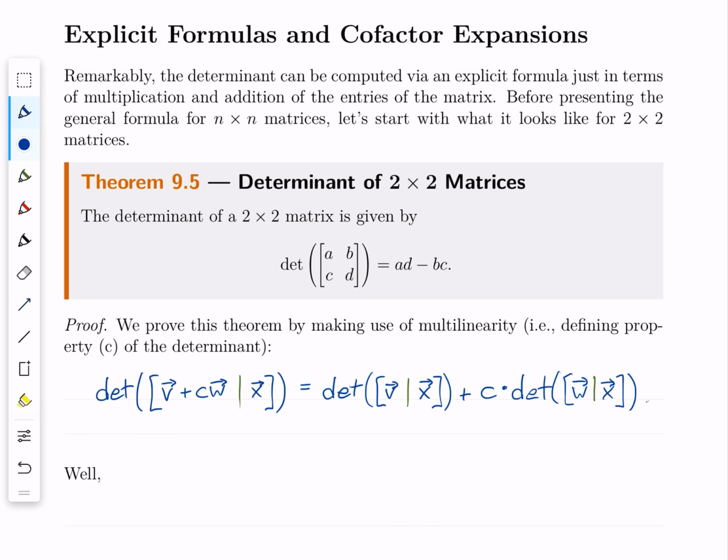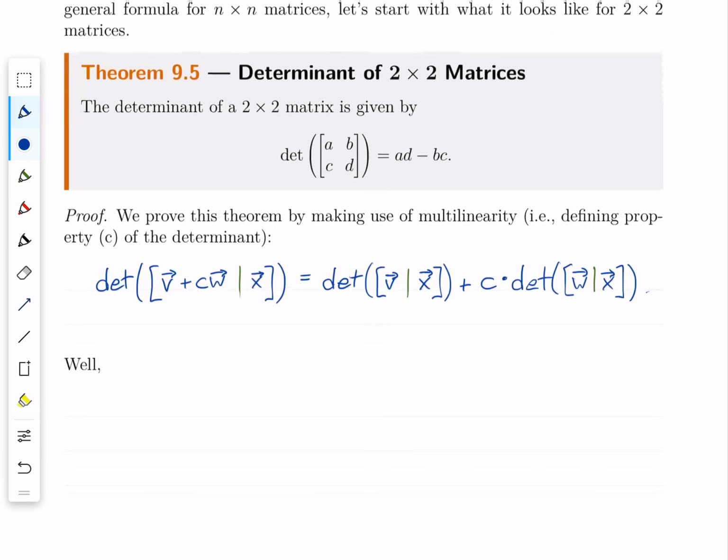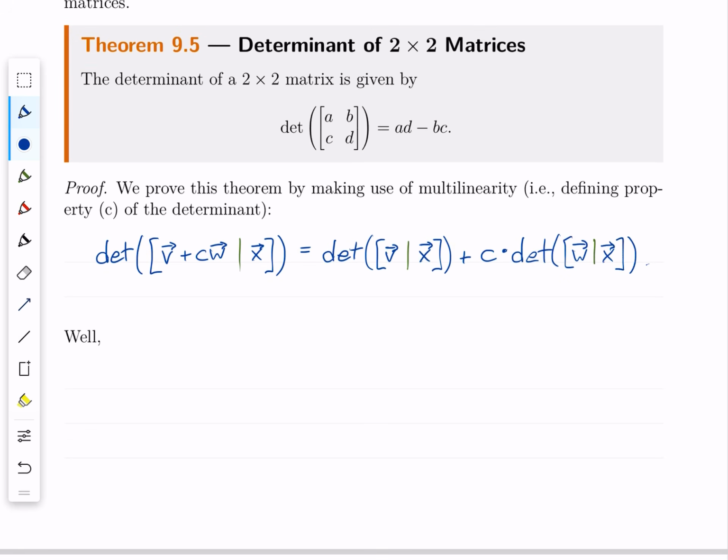Remember, that's the 2x2 version of that multilinearity property from the definition of the determinant. And we're going to make use of that here to prove this theorem. So here's how it goes. We want to compute the determinant of A, B, C, D. So I'm going to start off with that. But now I'm going to use multilinearity. I'm going to split up that first column in a clever way, leaving the second column alone. Remember, the second column is not going to change at all when I do this.